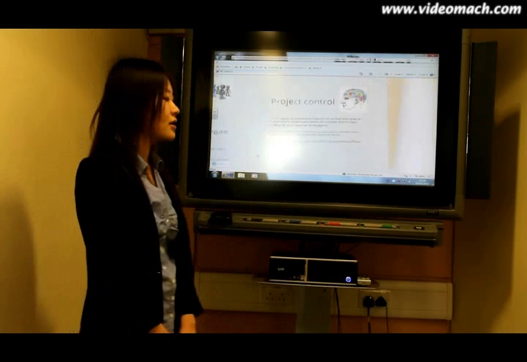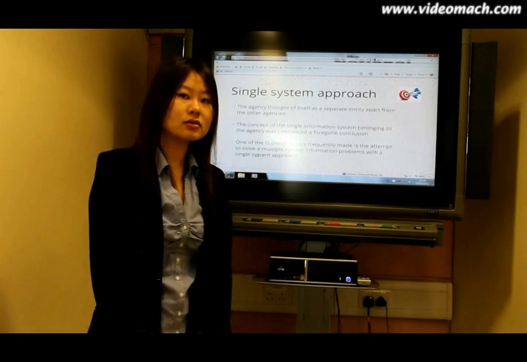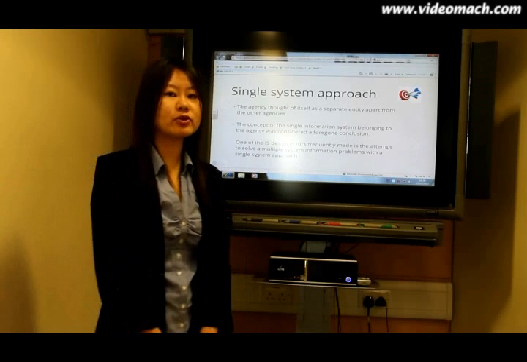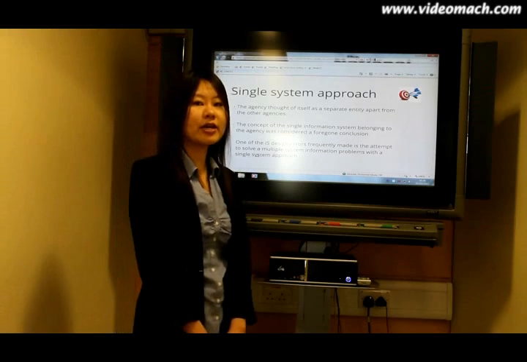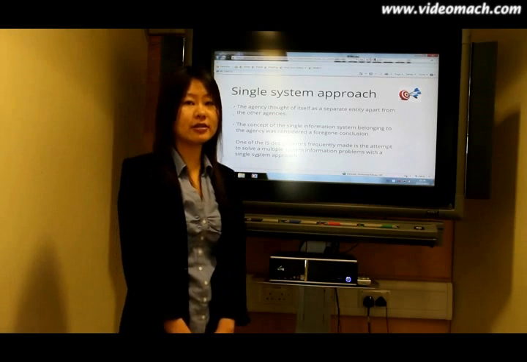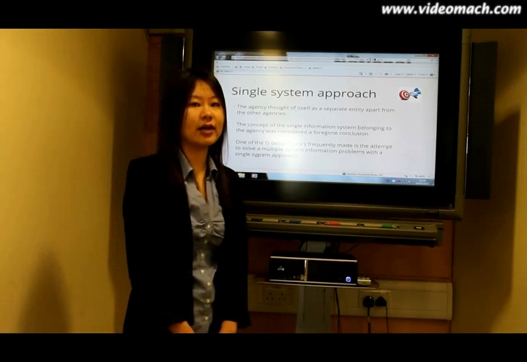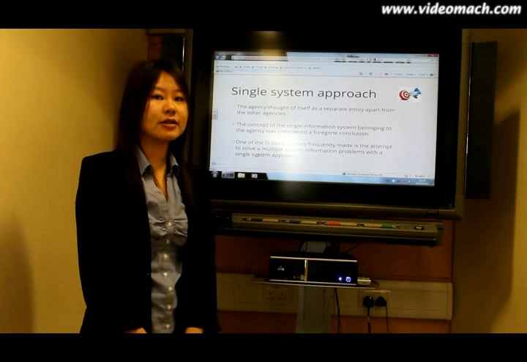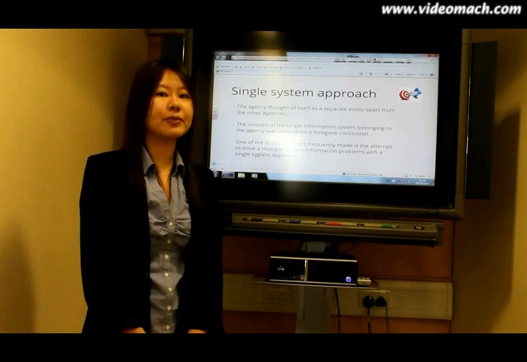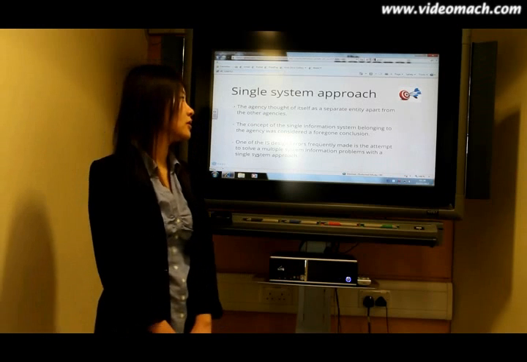The last one is the single system approach. One of the design errors frequently made is the attempt to solve a multi-system information problem with the single system approach. The agency apparently viewed its information needs as if it were an island in the state organization, and as such wanted its own semi-private information system. The concept of the single information system belonging to the agency was considered a foregone conclusion.